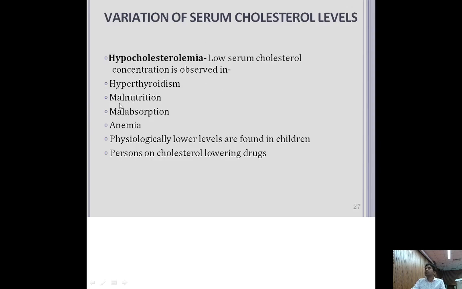Okay. Then malnutrition. Definitely you are taking less in food. Malabsorption. You are taking a sufficient quantity of cholesterol in food, but it is not getting absorbed because of some intestinal problem. Then anemia. Then physiologically cholesterol level is less in children also, and a person on a cholesterol lowering drug will have less cholesterol, right? Obviously.